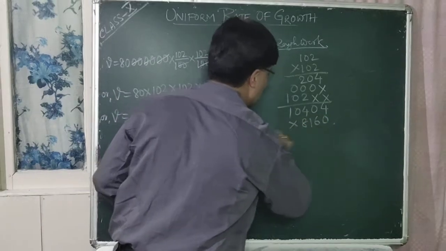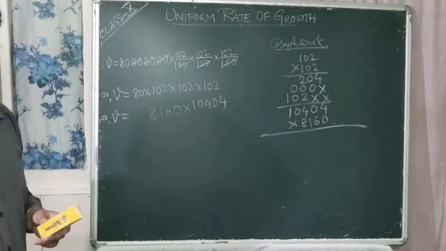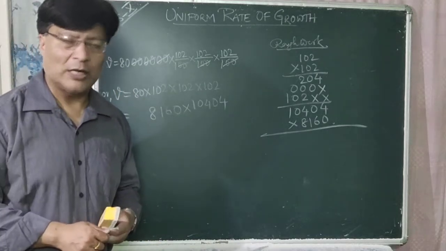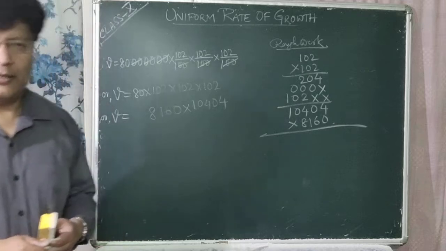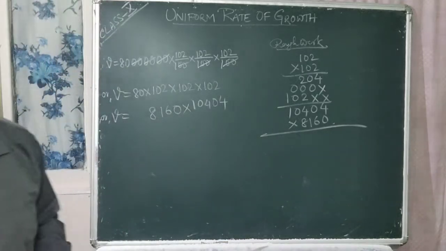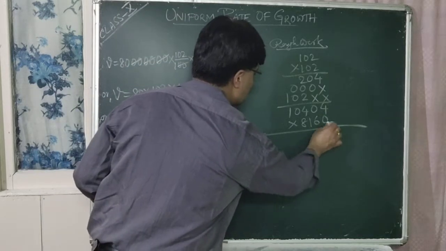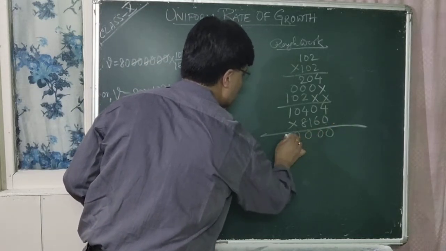8160. Now let us multiply it. You have to show the rough work. In the examination, you have to show the rough work also, right? If you don't show the rough work, your marks will be deducted, right? So 0 4s are 0, 0 0s are 0, 0 1s are 0.